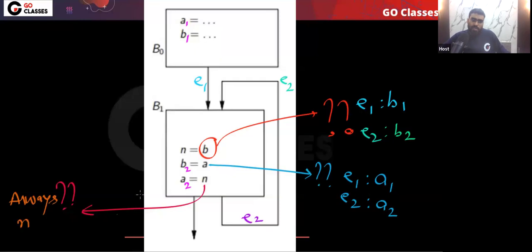Here there is no problem. This always will be N. For example, if you write it N1, then this always will be N1. Yes or no? If you write it N1, then it will always be N1. Is this clear? So there is no problem with N.